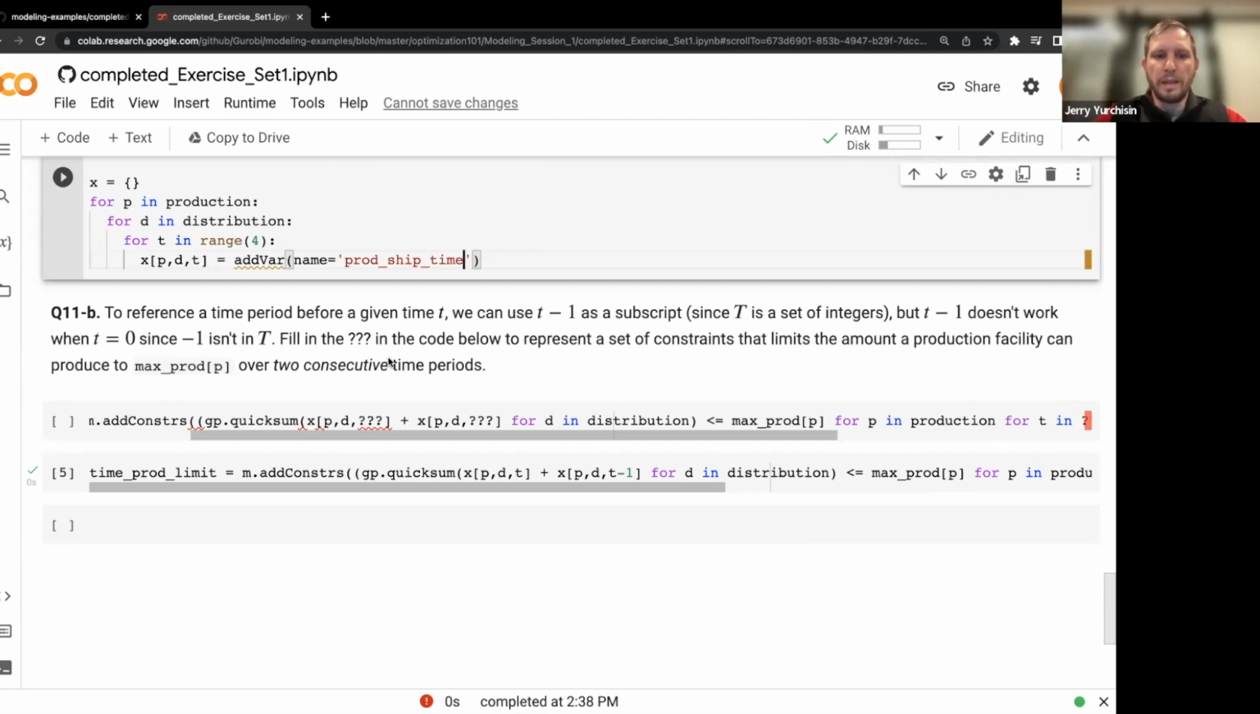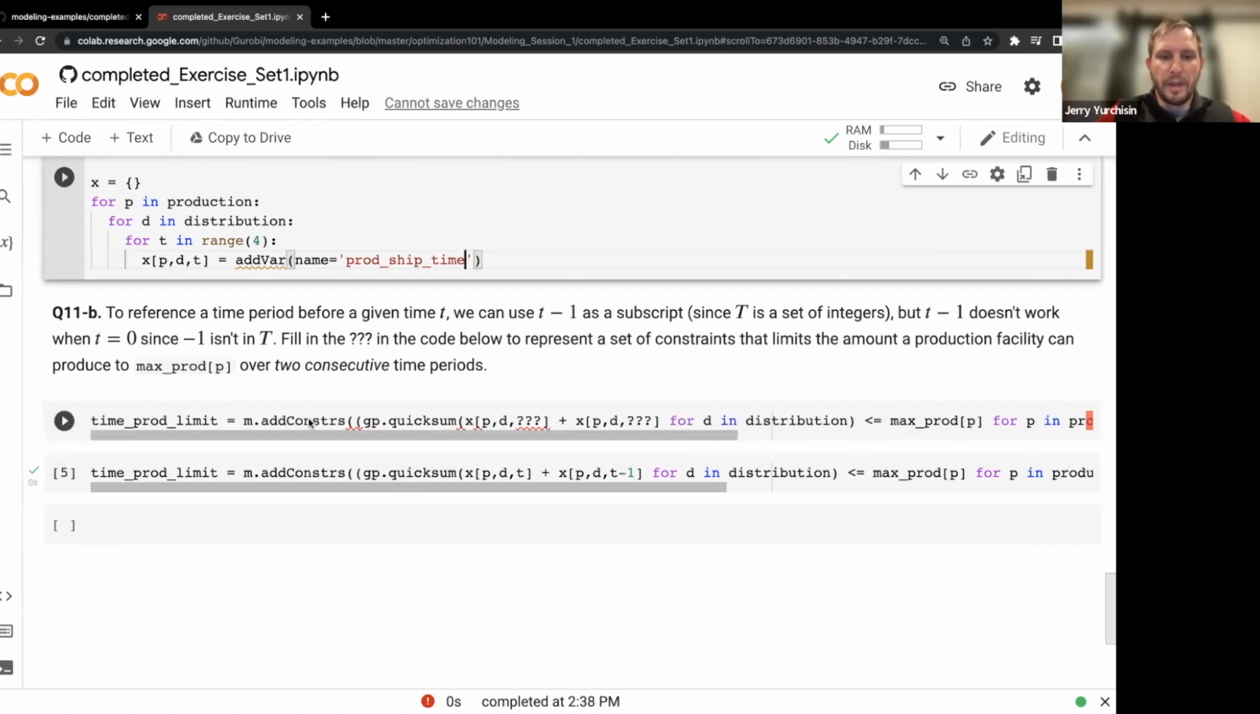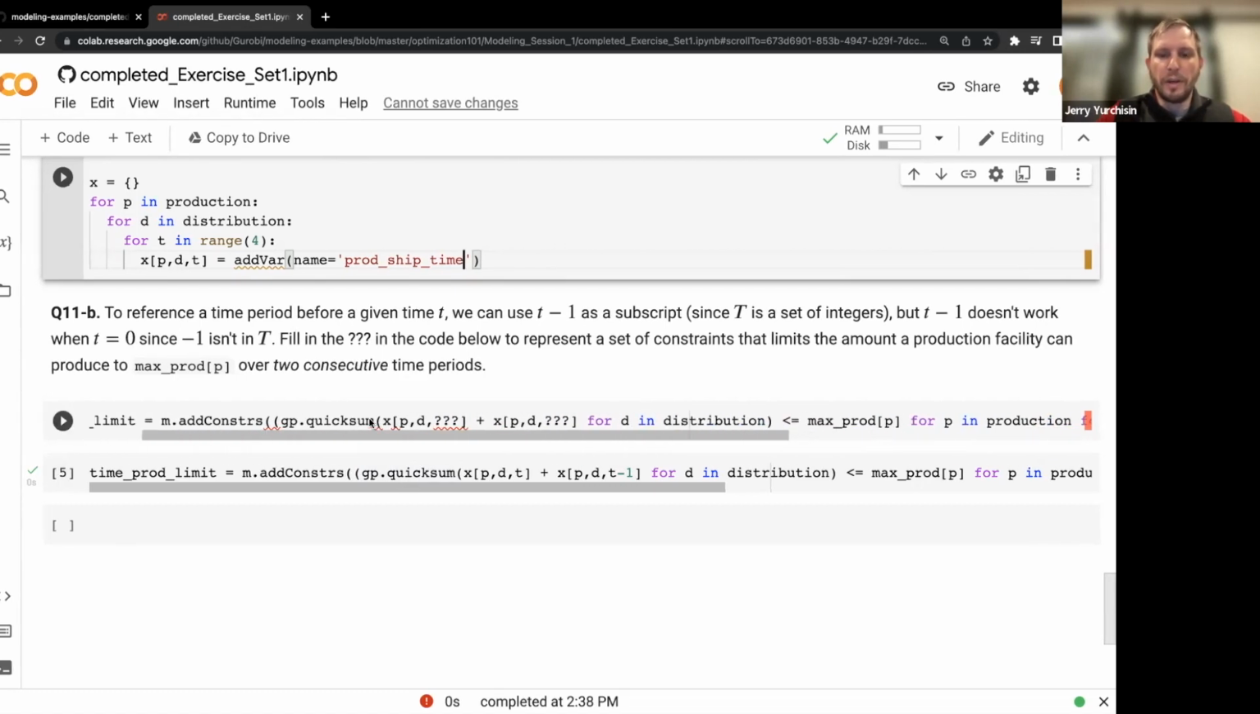So essentially we want to have a new constraint that limits the amount of production a facility can produce to max prod over 2 consecutive periods. So essentially we want to fill in the question marks. So how do we do that? I put most of it here. So essentially what we want to make sure is for two consecutive periods, and then sum up all of that needs to be less than the max production P.